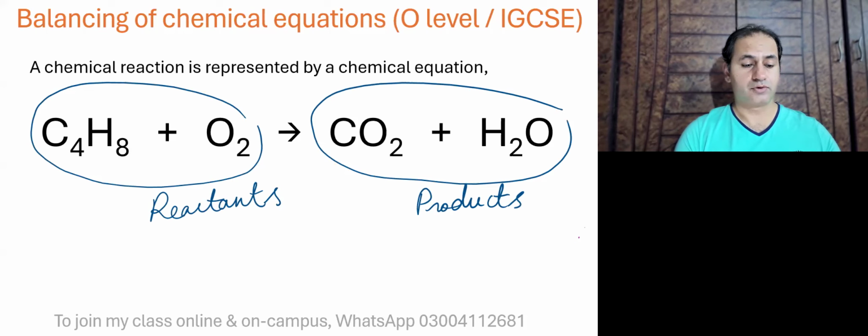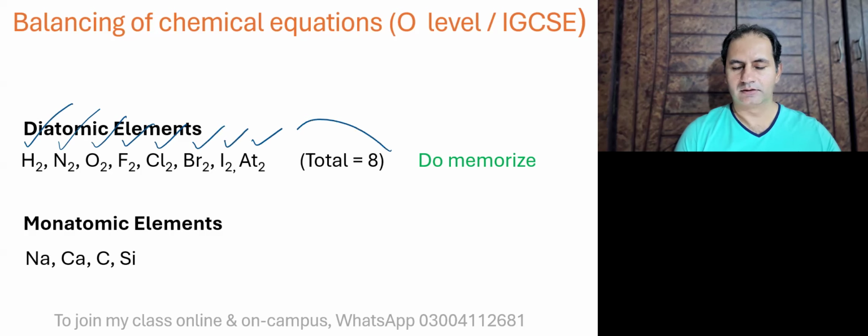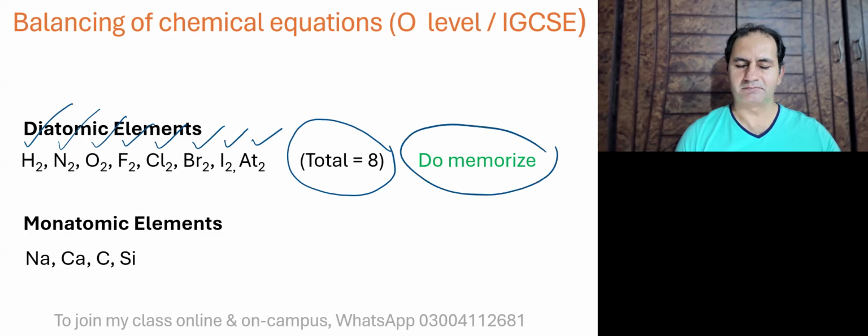And if we need to write a free element or uncombined element, then there are two types of elements: diatomic elements and monatomic elements. In diatomic elements, we need to write 2 below the element. For example, hydrogen is a diatomic element. It is written as H2, nitrogen N2, oxygen, fluorine, chlorine, bromine, iodine, astatine. Total 8 diatomic elements are there. We need to memorize them.